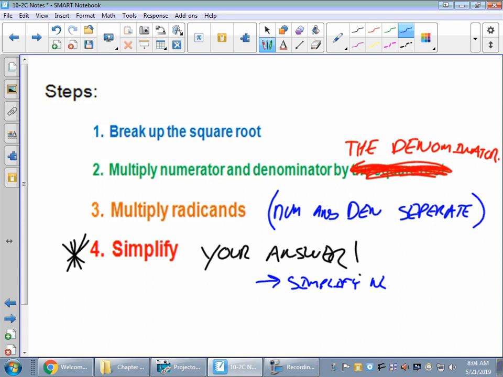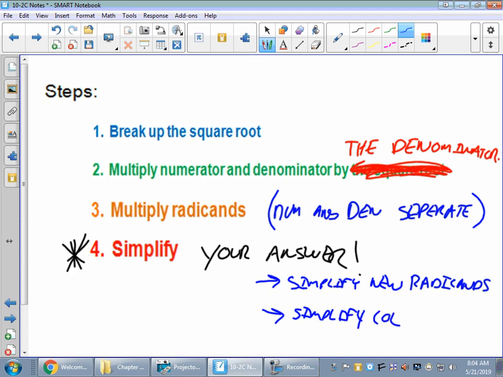So whatever you get after you multiply, can you break down that square root further? Is there a perfect square factor that we can break down like we did in the last 2 sections? And the second thing you might now have to look at is to simplify the coefficients.